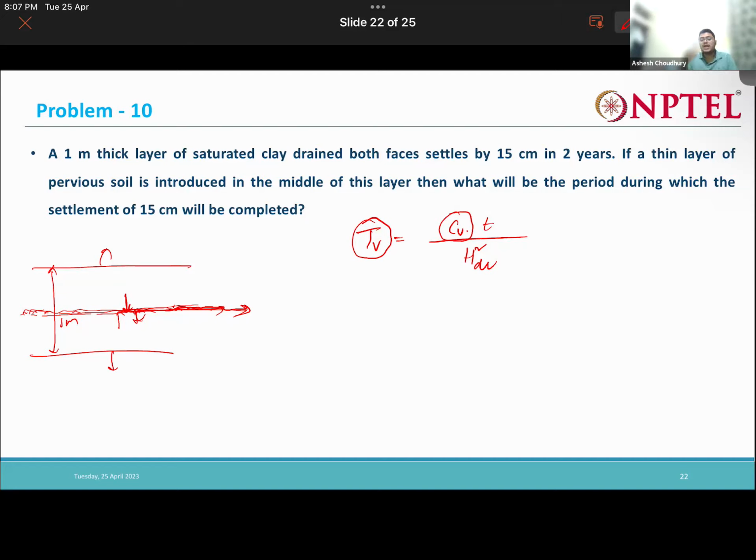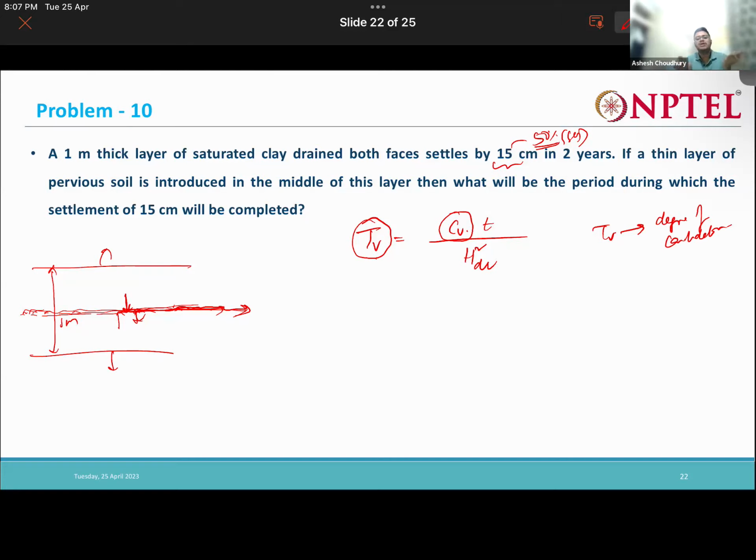And for a particular amount of settlement, say this 15 centimeter settlement is say 50% settlement. Say, for example, we don't know what the ultimate settlement is, so we cannot comment actually. Say this is 50%. So this TV is also constant. The TV is directly related to the degree of consolidation, right? So the degree of consolidation in both the cases will be the same, right?